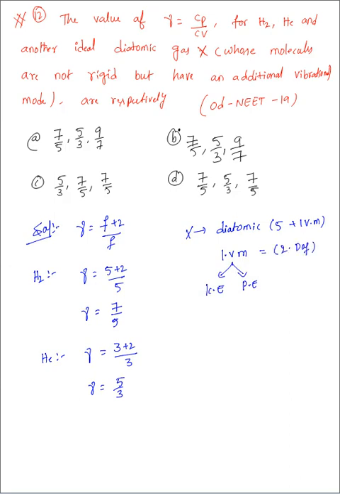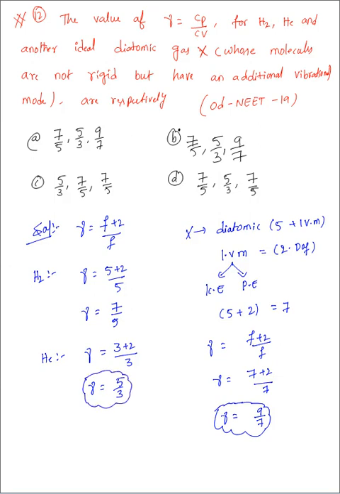Therefore total degrees of freedom for this one, how much can we write? 5 plus 2, because of vibrational 2. Total 7 degrees of freedom. Therefore gamma can be written as (F plus 2) by F, right? So gamma equals (7 plus 2) by 7, which is 9 by 7. So gamma equals 9 by 7 for X, 5 by 3 for helium, and 7 by 5 for hydrogen. Which option is matching? Option B is clearly matching with this answer.